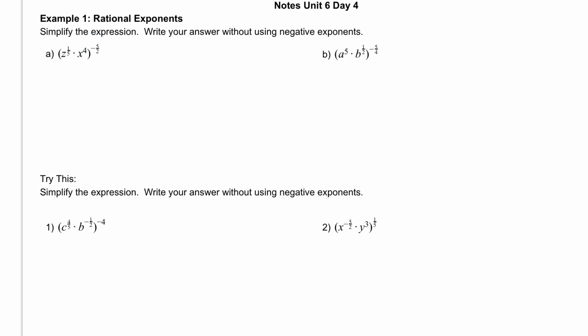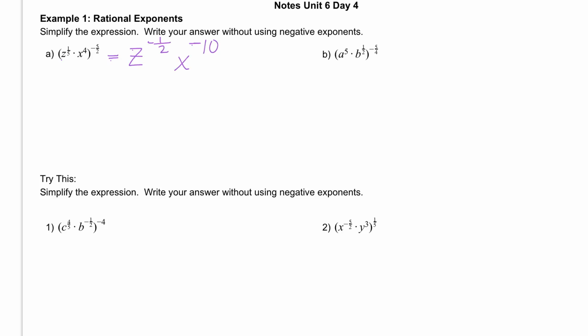So the first thing we want to do is get this exponent and multiply it to the exponents on the inside. So 1/5 times negative 5/2 is going to give us negative 1/2. So we get z to the negative 1/2. And then if we do 4 times negative 5/2, that gives us negative 10. So we get x to the negative 10.